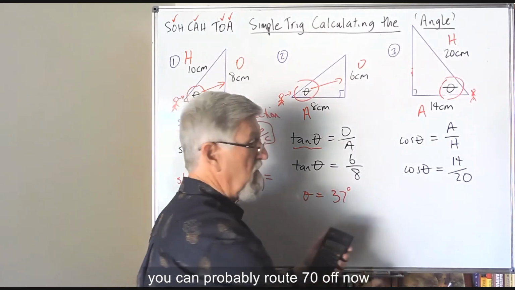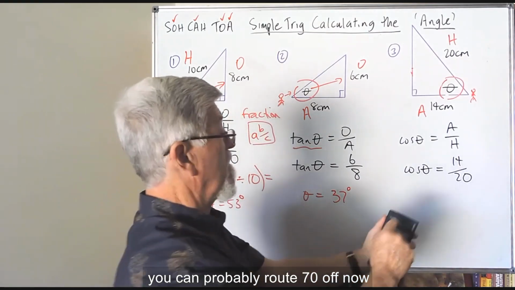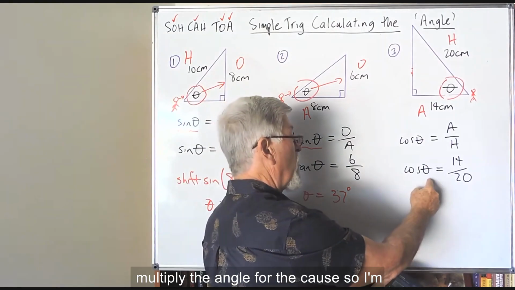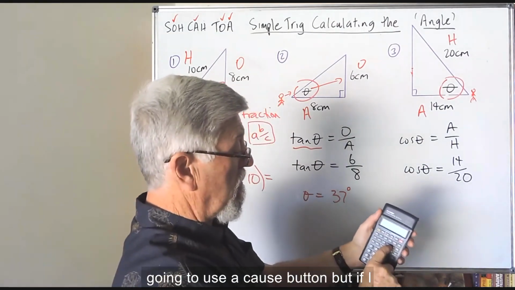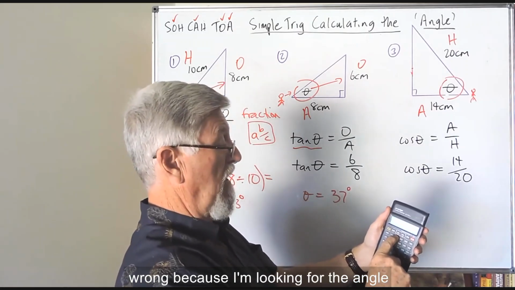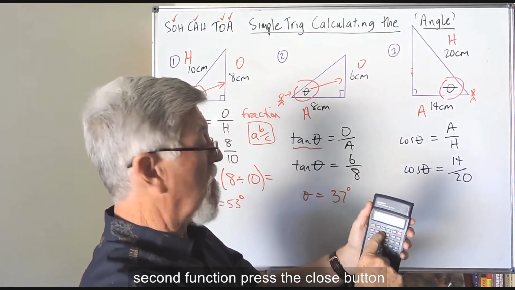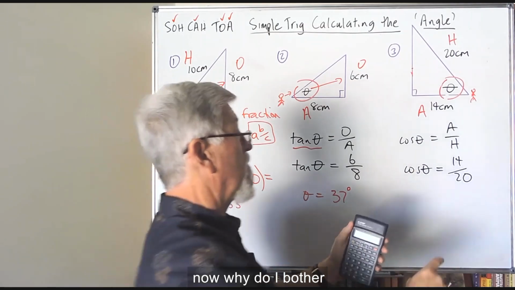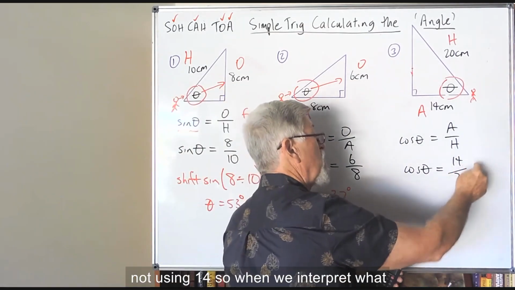One more to go. You can probably even switch the video off now. I want to find the angle for the cos. So I know I've got to use the cos button, but if I press the cos button, that goes all wrong because I'm looking for the angle. So second function, press the cos button. Now, what do I have to do? Tell the calculator I'm not using 14.